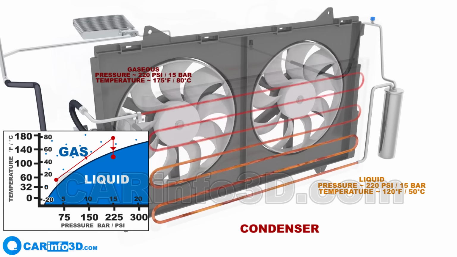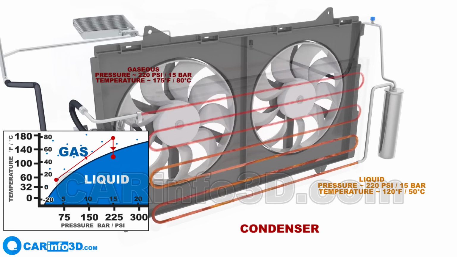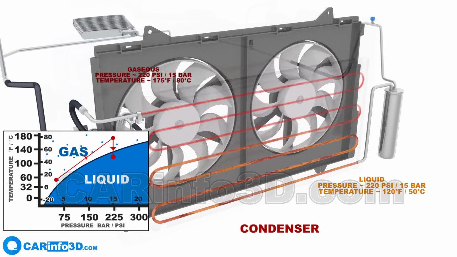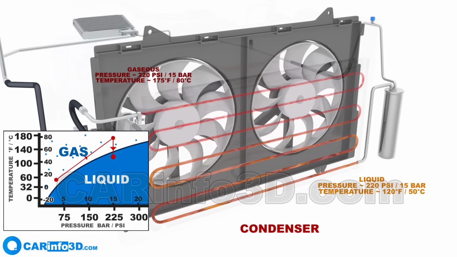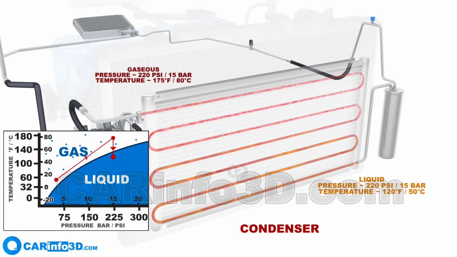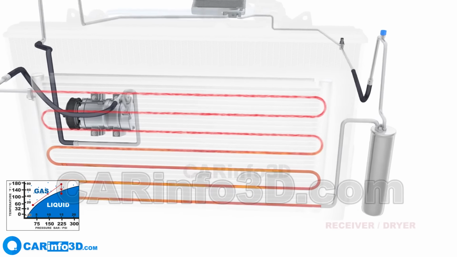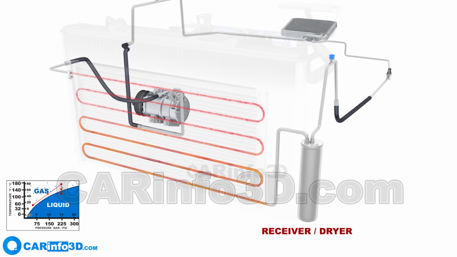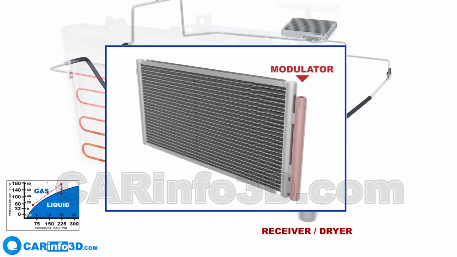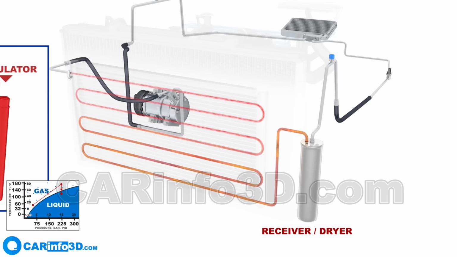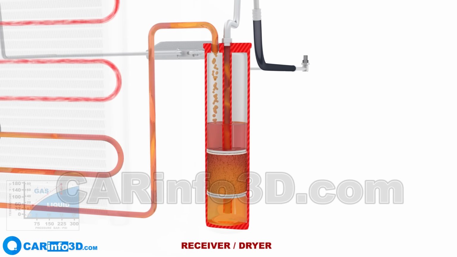Additionally, when the air conditioner turns on, the cooling system's fans turn on as well, enhancing refrigerant cooling. The next device in the path of the liquid refrigerant is the receiver dryer. In modern systems, a device resembling the receiver dryer is installed in the condenser and may be referred to as a modulator. This device collects and holds the refrigerant in liquid form, allowing for a smoother and more homogeneous outflow.